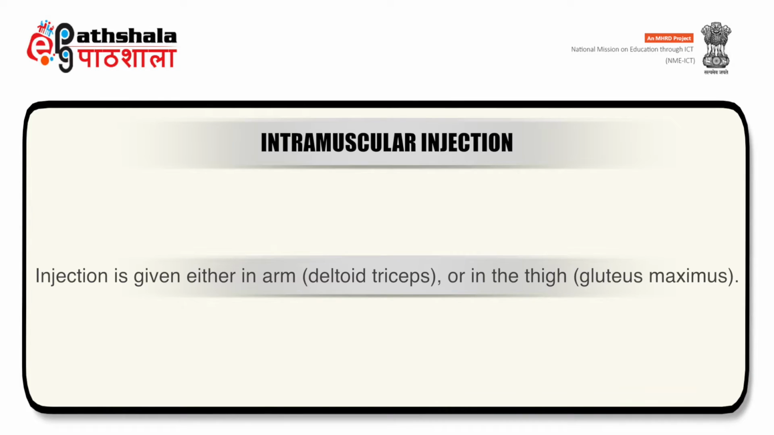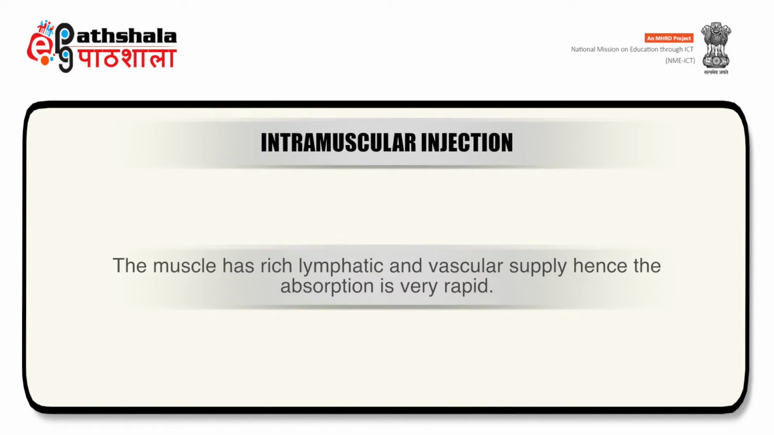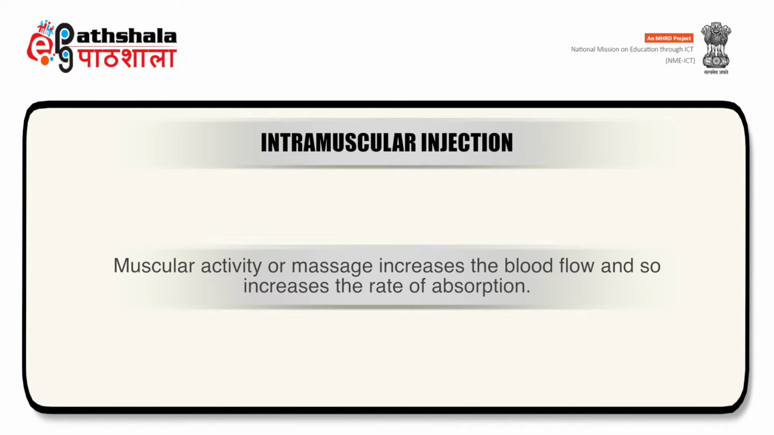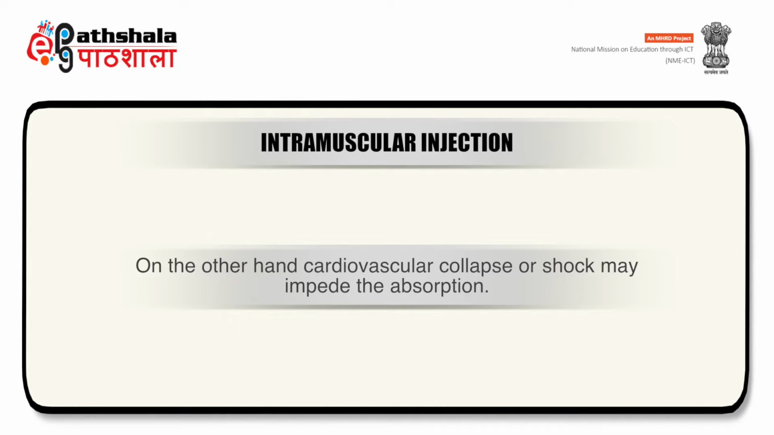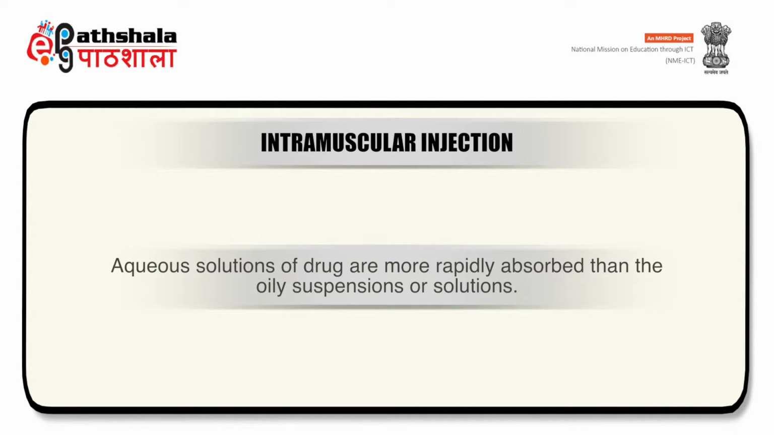Injection is given either in arm, that is deltoid tricep, or in the thigh, that is gluteus maximus. The muscle has rich lymphatic and vascular supply, hence the absorption is very rapid. Muscular activity or massage increases the blood flow and so increases the rate of absorption. On the other hand, cardiovascular collapse or shock may impede the absorption. Aqueous solution of drug are more rapidly absorbed than oily suspensions or solutions.